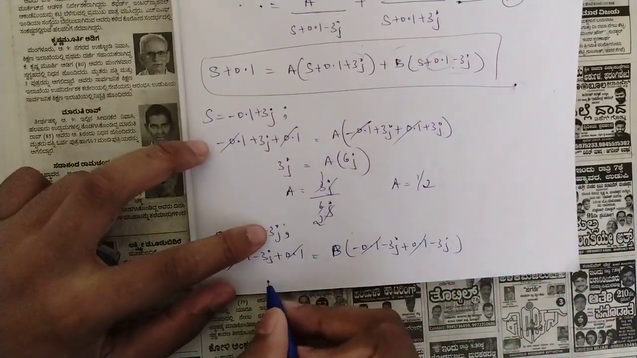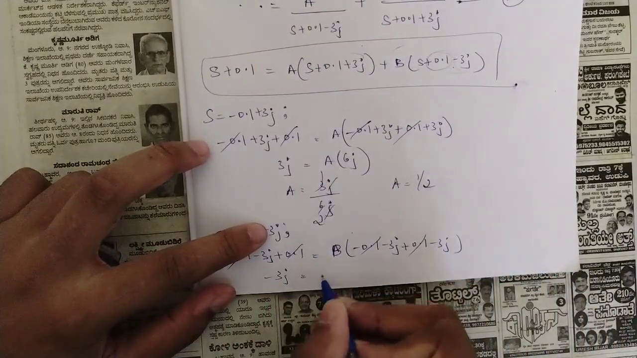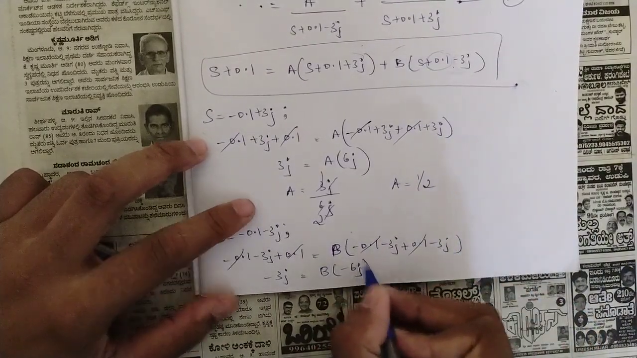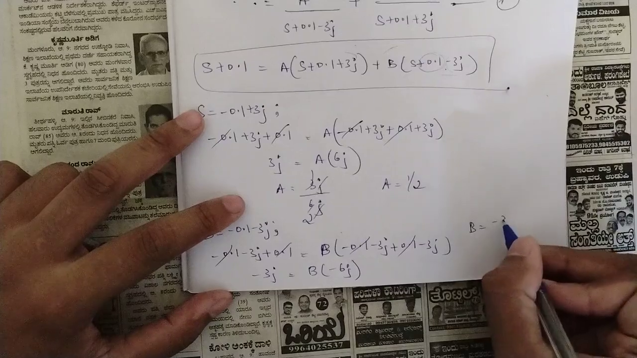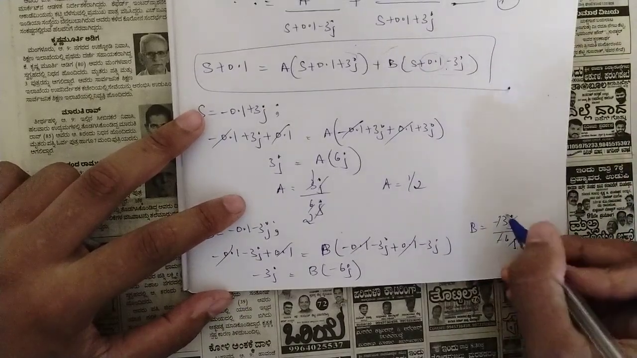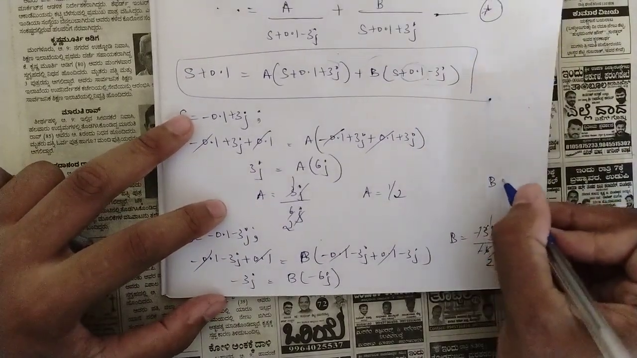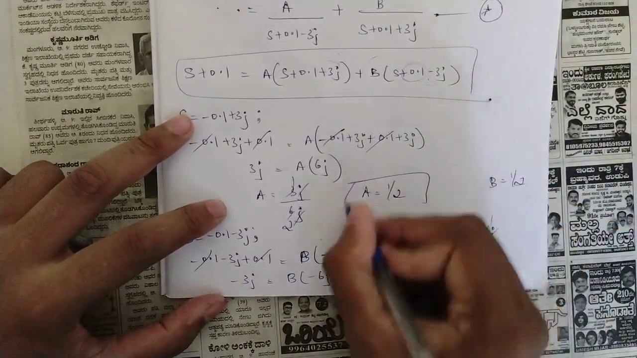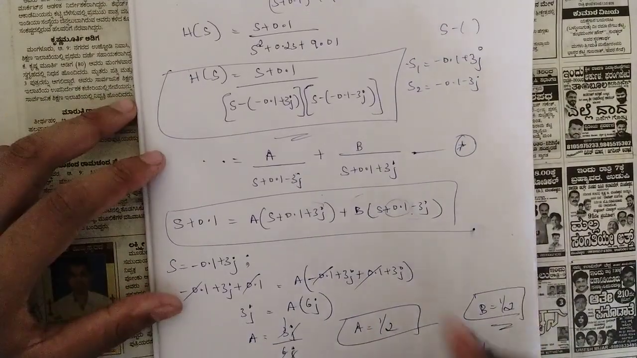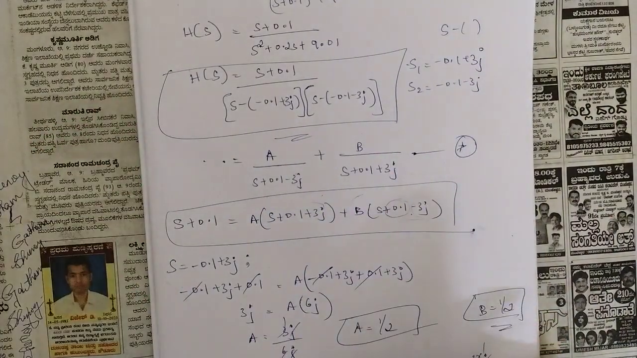Minus plus gets cancelled. We are left with minus 3j is equal to b into minus 3 minus 3, which is minus 6j. So b would be equal to minus 3j by minus 6j. Minus minus goes, j goes, 3 1s are 3, 3 2s are 6. Again our value of b is also 1 by 2. So a is 1 by 2, b is also 1 by 2. So we have found the values of a and b as 1 by 2. Now substitute in the equation star. Okay, and let us see what we would be getting.